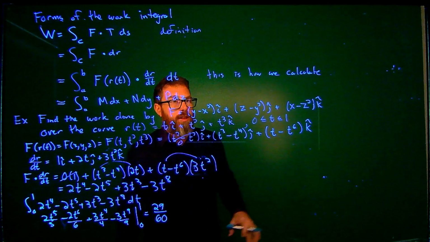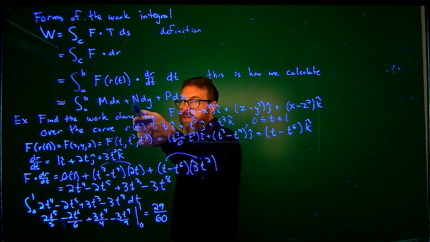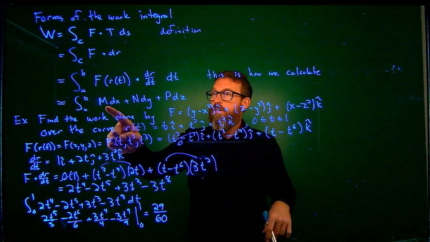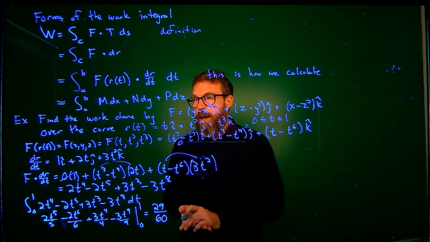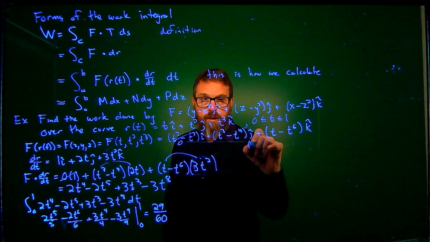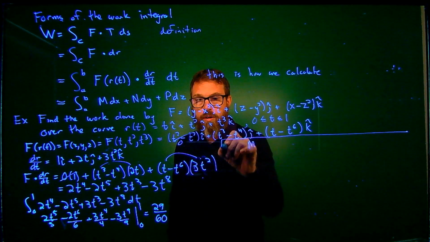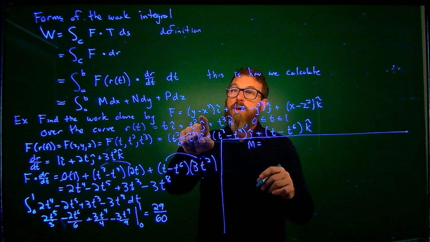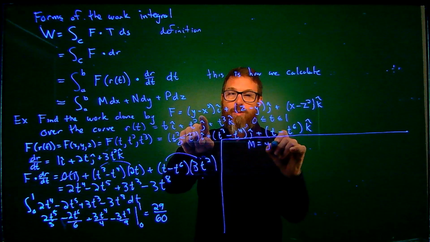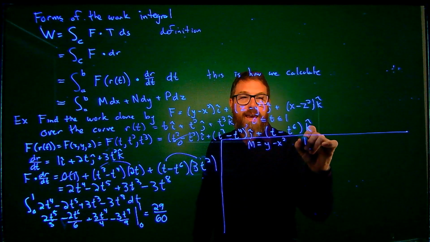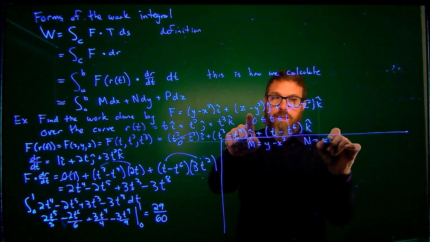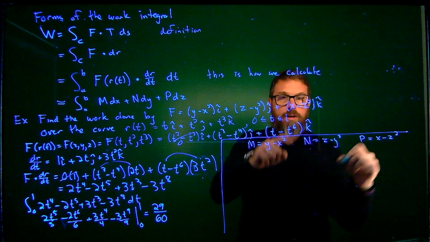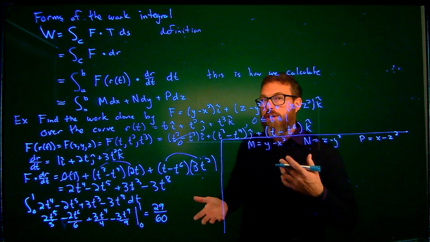Okay, so since I have some space over here, I really want to verify that this is really the exact same equation as this. So in order to do that, I'm going to have to figure out what m, n, and p are. So let's just box this off over here so I can show you the work. M is the x component function, so this is going to be y minus x squared. N is going to be equal to this component function, z minus y squared. And then finally p is going to be the last component function, x minus z squared.